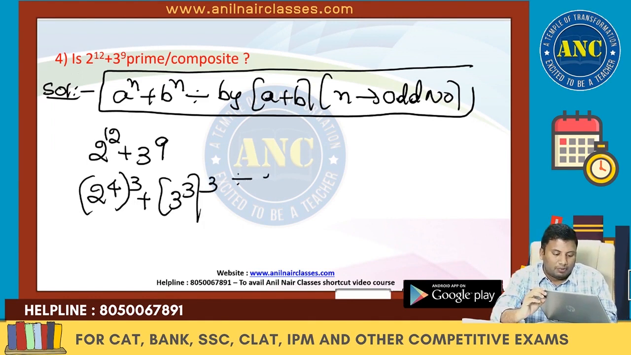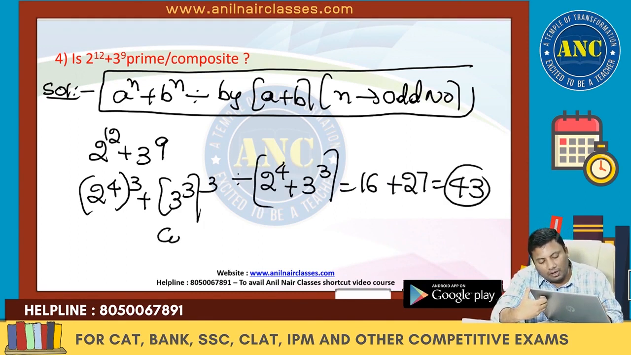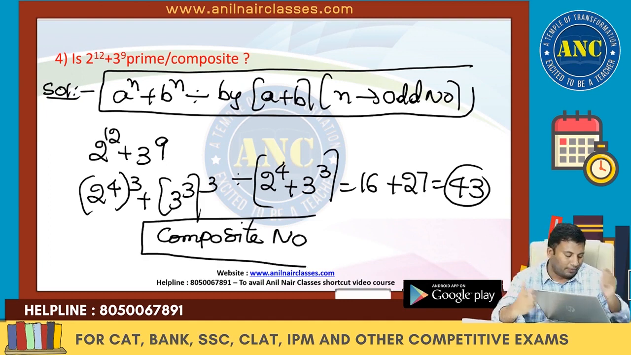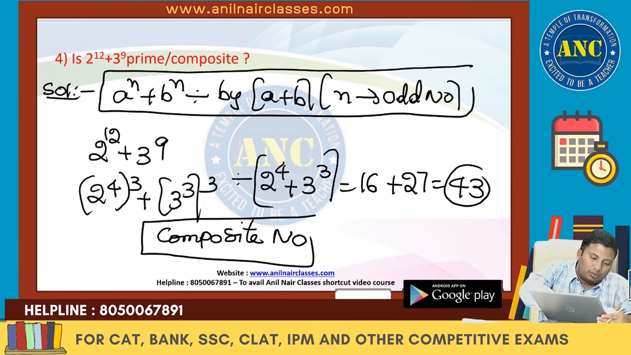It is divisible by a plus b, which is nothing but 16 plus 27, 43. If this is divisible by 43, then the number is said to be a composite number. Please write down: then this number is said to be a composite number. I hope the 4th problem is very clear to you.